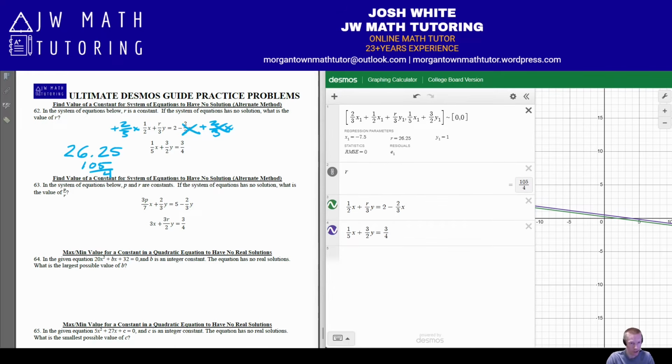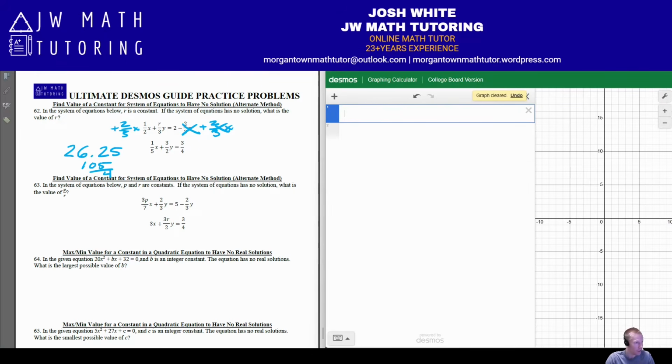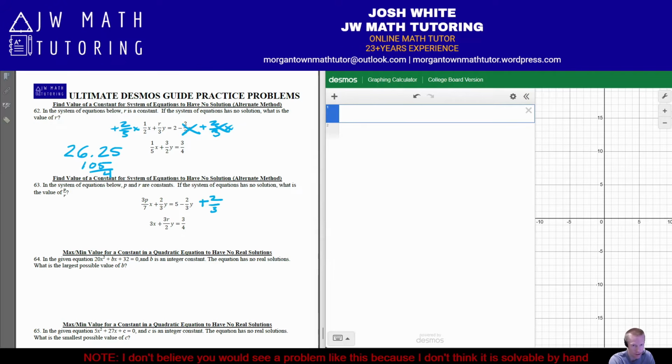Now let's look at one below at 63 that has two constants. All right, so again here, notice there is a y term on the right side in the top equation, so we're going to have to add that over to the left. And again, we don't need to combine the terms. Just add that in there. Okay, so these all drop out. Now we're ready to go ahead and enter in the system of equations.